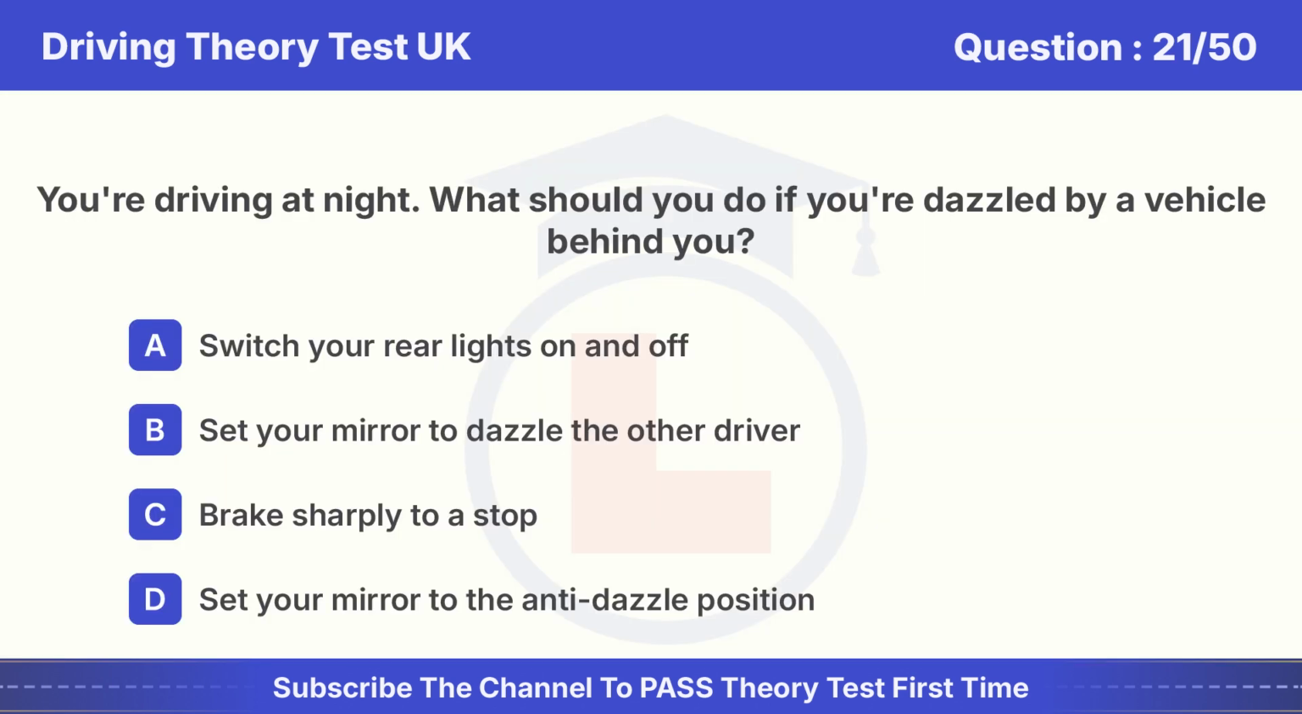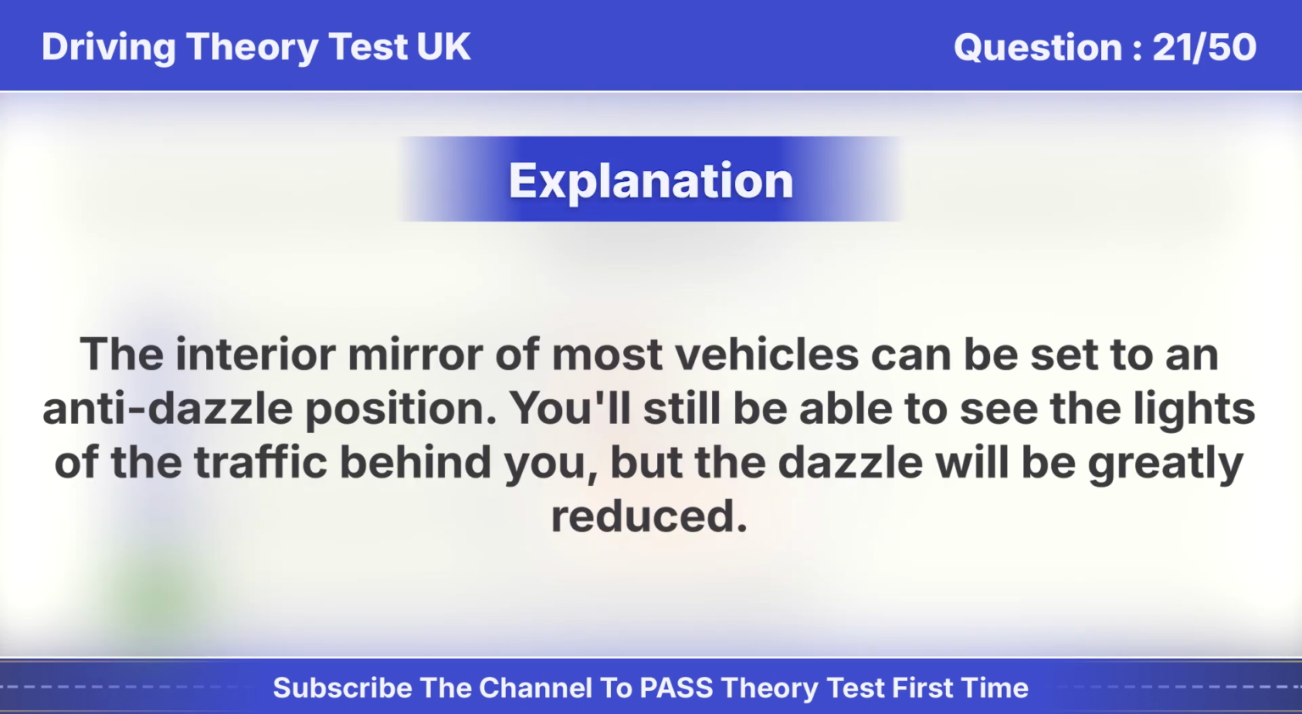Question 21. You're driving at night. What should you do if you're dazzled by a vehicle behind you? Answer is D. Set your mirror to the anti-dazzle position. The interior mirror of most vehicles can be set to an anti-dazzle position. You'll still be able to see the lights of the traffic behind you, but the dazzle will be greatly reduced.